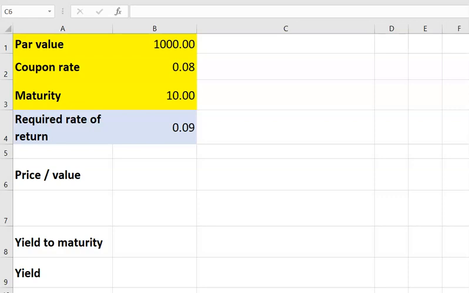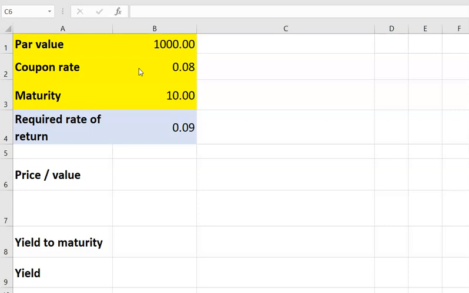I've set the spreadsheet up so that in the gold area, you'll see the three values that define a bond. Remember par value. Par value is the amount of the loan. In most cases, it's $1,000. The coupon rate, that's the percentage of the par value that will get paid out in interest every year.